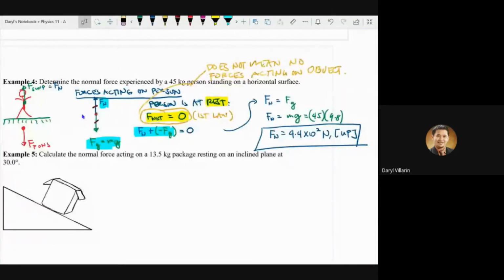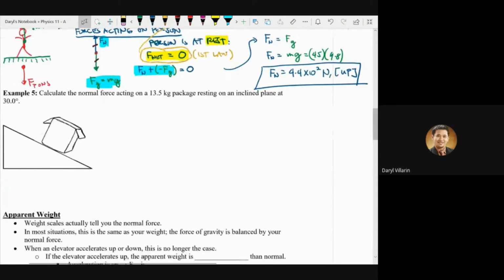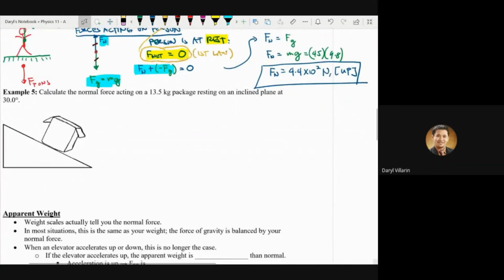Yeah, hopefully you can drill this one out: net force equal to 0 does not mean that you don't have any other forces acting on the object. Okay, let's take number 5.